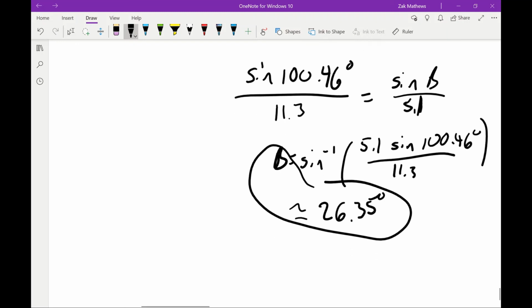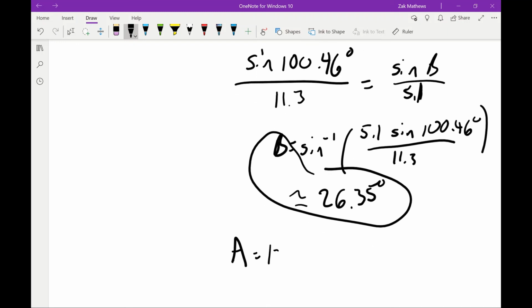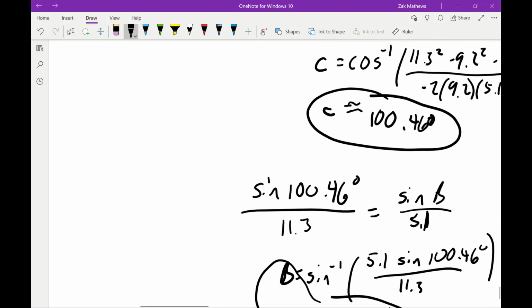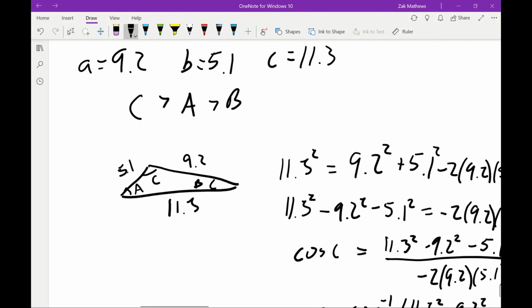And then last, to find the final angle, easiest thing to do, subtract from 180. And the C we had found was 100.46. So we subtract these, we get an A value of approximately 53.19. And so now we have all three angles, we have the three sides. Because we made sure we went through and determined the order first, we know we have all of those correct. We know we have the correct order.